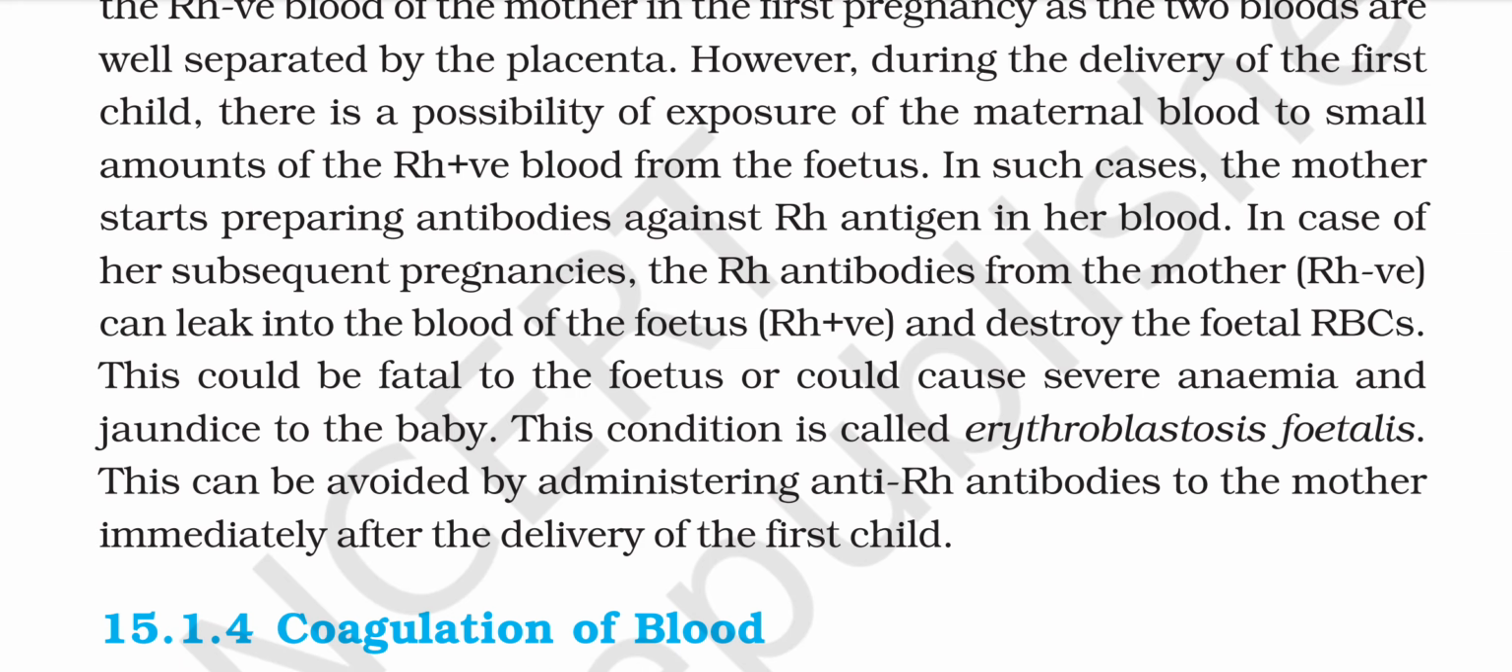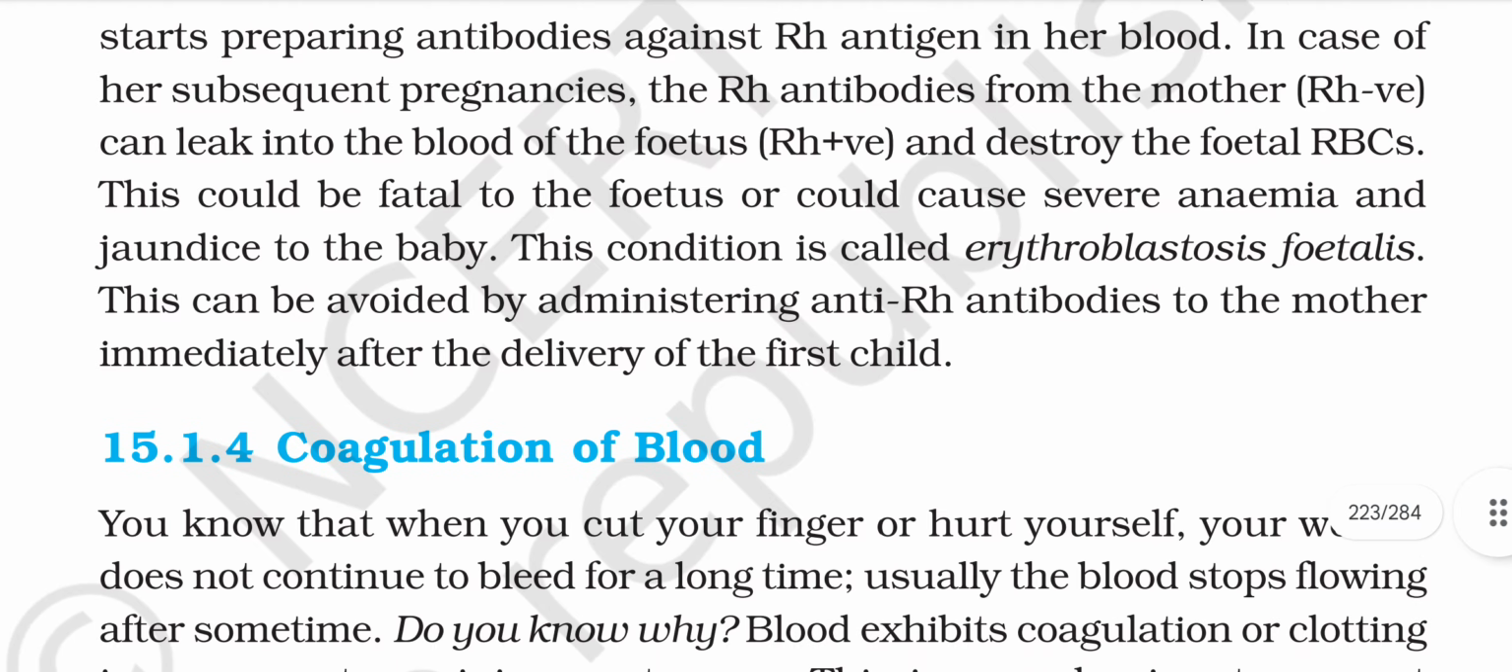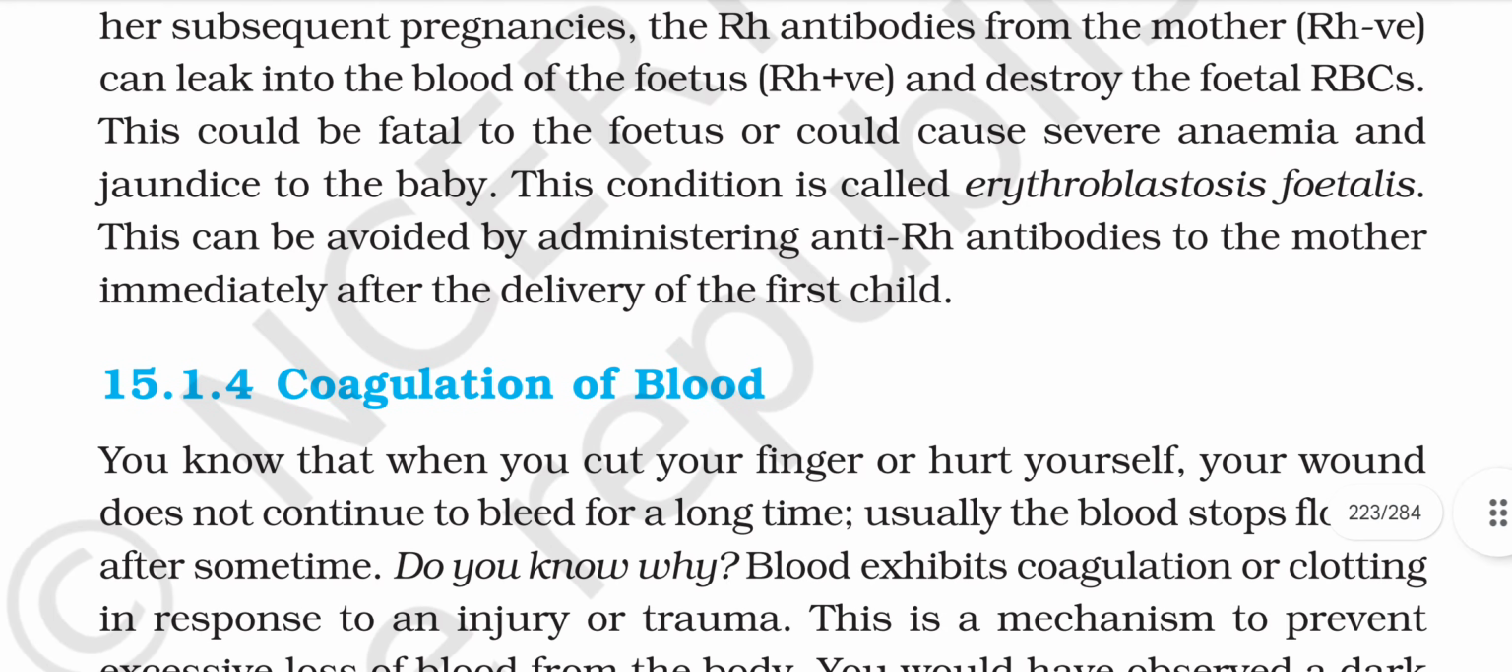In case of her subsequent pregnancies, the Rh antibodies from the mother, Rh negative, can leak into the blood of the fetus, Rh positive, and destroy the fetal RBCs. This could be fatal to the fetus, or could cause severe anemia and jaundice to the baby. This condition is called erythroblastosis fetalis. This can be avoided by administering anti-Rh antibodies to the mother immediately after the delivery of the first child, right?